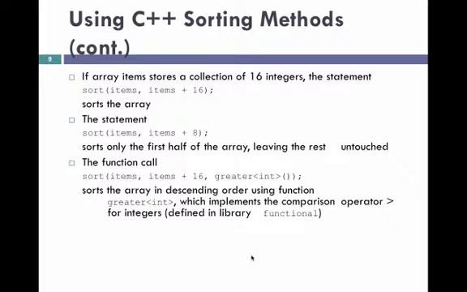Now, if array items are stored as a collection of 16 integers, this sort statement will sort the array. The sort statement here sorts only the first half of the array, and leaves the rest untouched. Here's a function call that sorts the array in descending order using this greater function, which implements the comparison operator for integers.